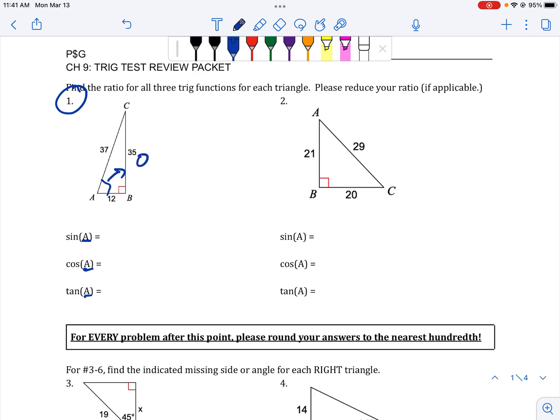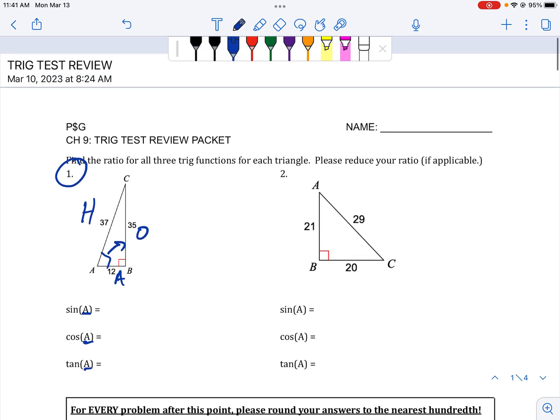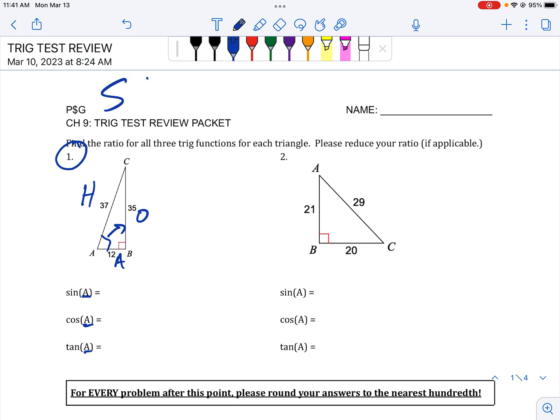I'll label this the opposite side. Remember, the side across from my right angle is always my hypotenuse, and this would be the adjacent side. For a lot of these problems, when dealing with right triangles, we're going to use our trusty friend SOHCAHTOA. I would suggest writing that at the top of your review packet if you haven't done that yet.